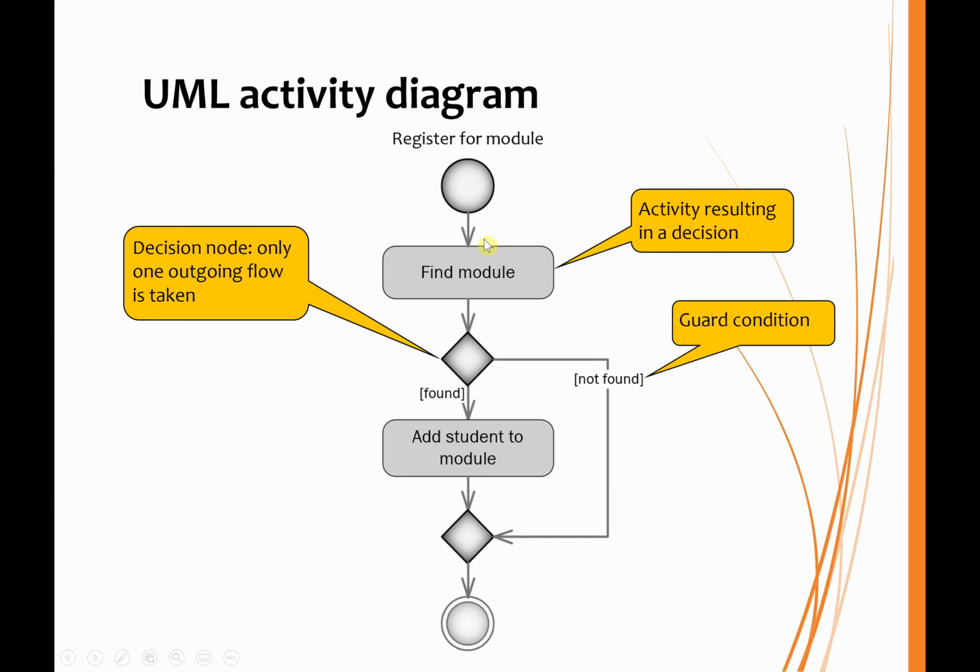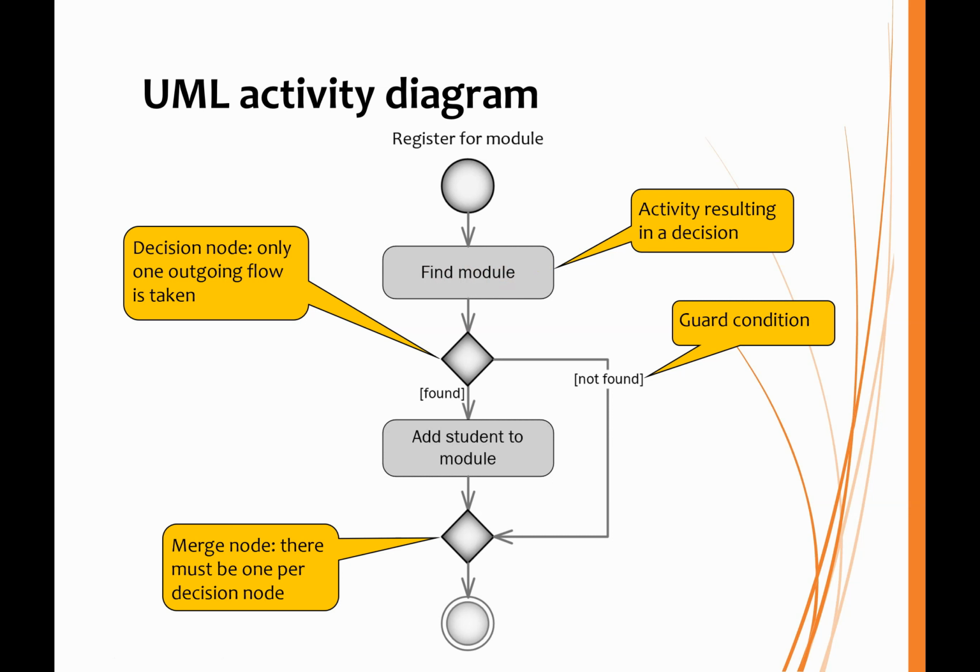Here's another example. We want to register for a module. The first activity is to find the module. Notice that this could be implemented in a solution in all kinds of ways. But remember, the activity diagram is helping us to describe the problem area, not the solution domain. So we forget about whether there's a filing cabinet or a database or some other storage mechanism. We just say, I want to find the module. That's the what. Going to the database or to the filing cabinet is the how, and we don't describe how in this diagram.